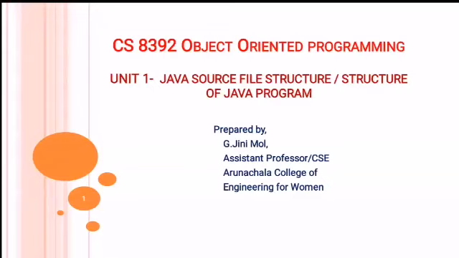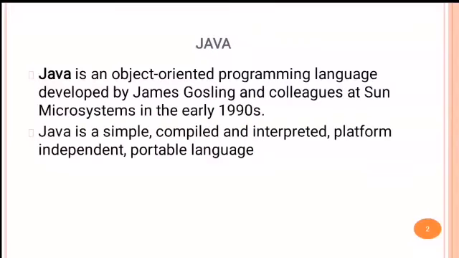In this video, we are going to see about Java source file structure from the subject Object-Oriented Programming. This is the Java introduction. Java is an object-oriented programming language which was developed by James Gosling and colleagues at Sun Microsystems in the year 1990. Java is a simple language, that means anyone can learn Java easily.